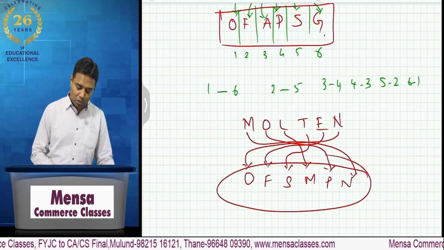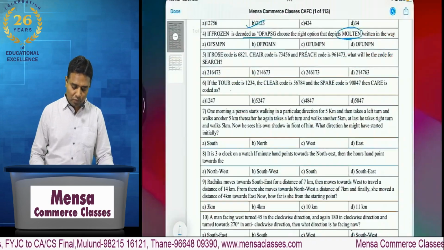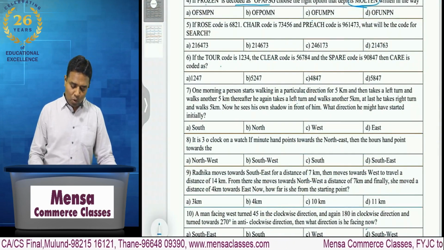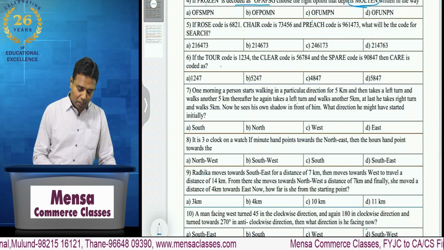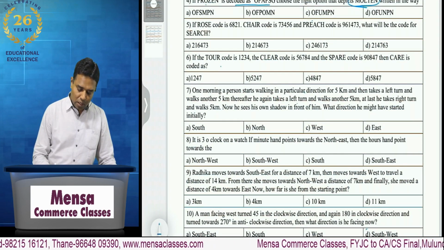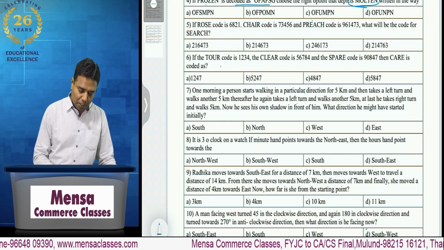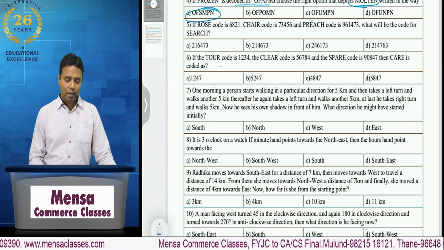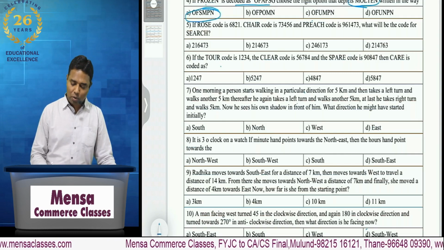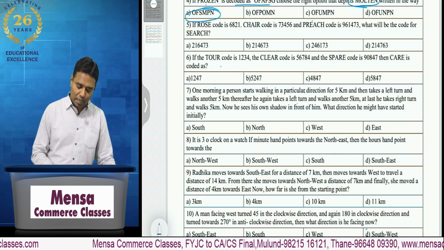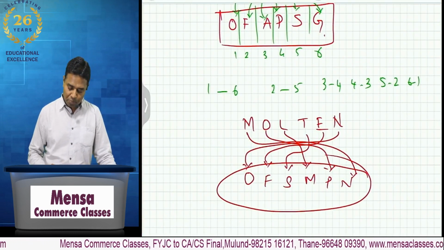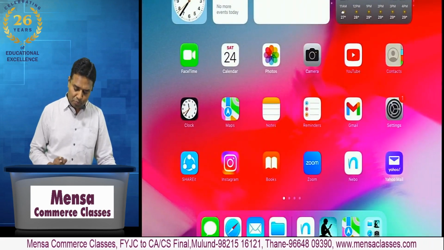So let us check which option it fits in. Option O, F, S, M, P, N. That is our option number A. Got the point? So that is our option number A, O, F, S, M, P, N. Let's move on to the next one.